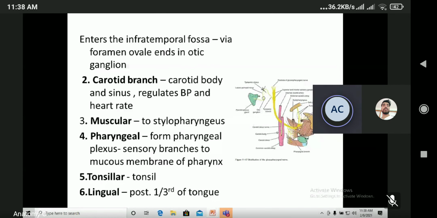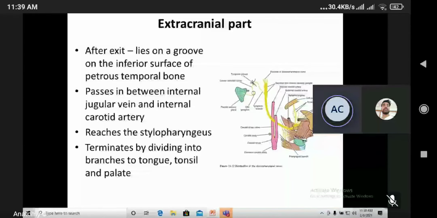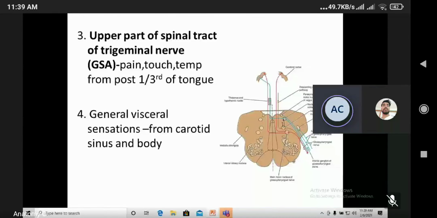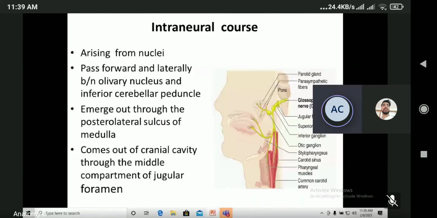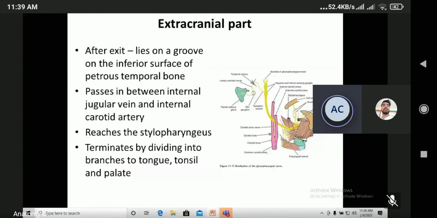The taste sensation for the anterior two-thirds of the tongue is by the chorda tympani branch of the facial nerve, whereas the posterior one-third of the tongue is by the lingual branches, which in turn is a branch from the glossopharyngeal nerve. This you should know, it is commonly asked. So this is how the glossopharyngeal nerve is. You must remember your medulla, then it emerges from the posterolateral surface of the medulla, then within the internal jugular foramen where it lies, then below the petrous part of the temporal bone for the inferior ganglion.